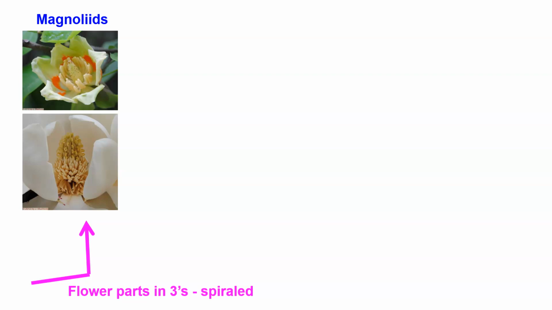When you look at this one, this is a tulip poplar, and what you see is, again, the stamens spiraled around the base, and then you find a spiral containing all of the ovaries.